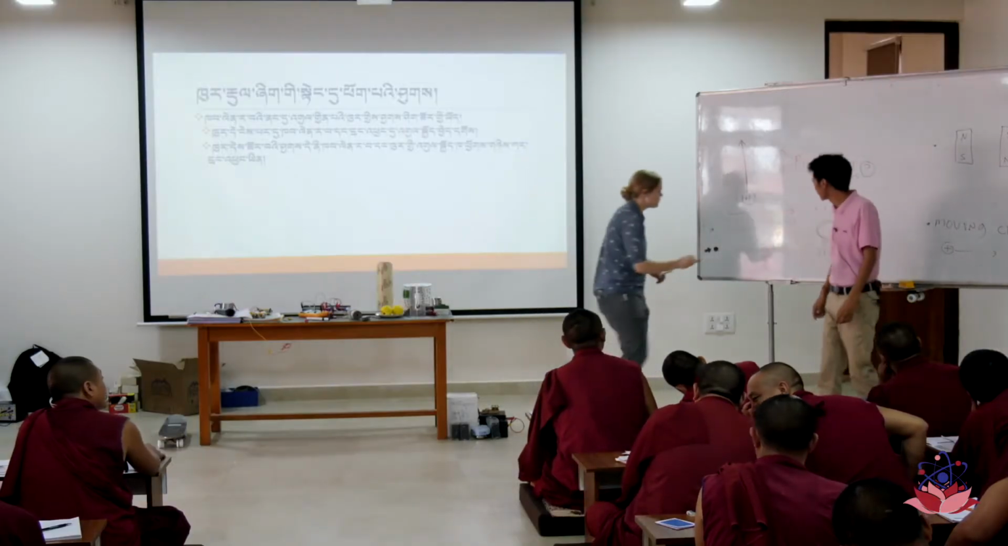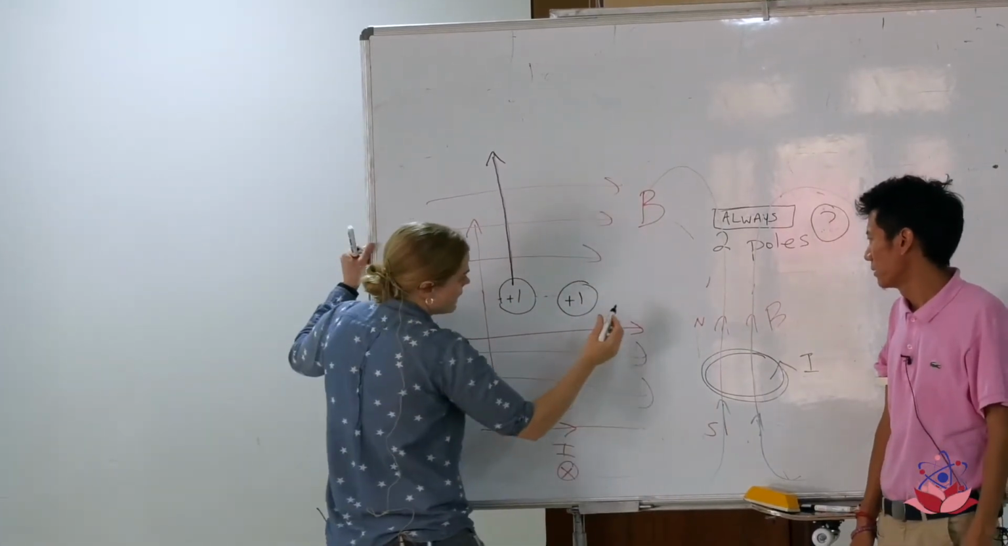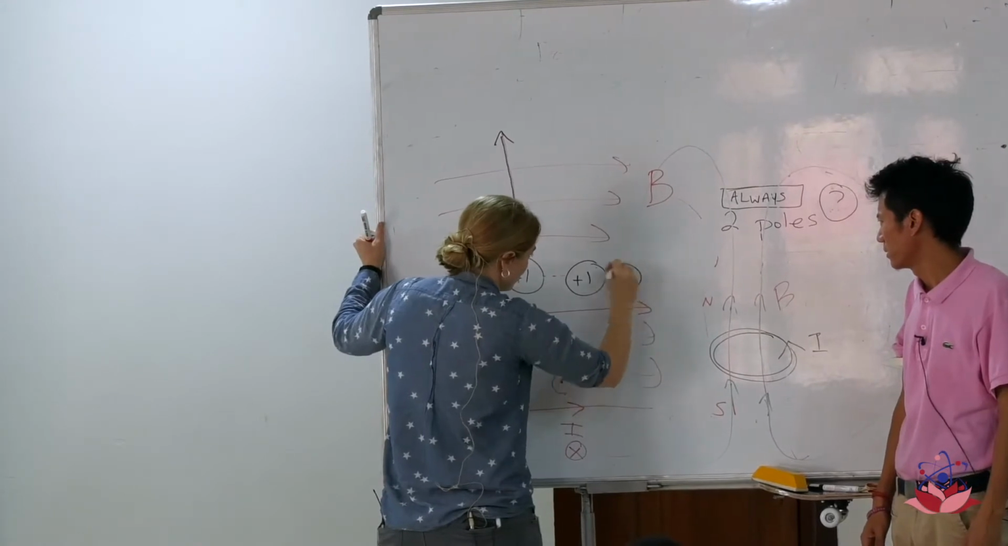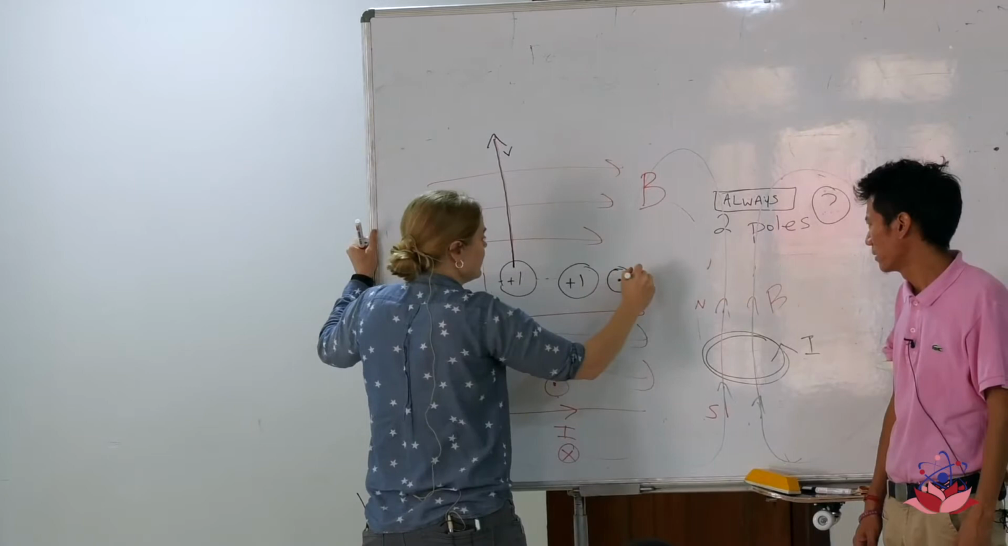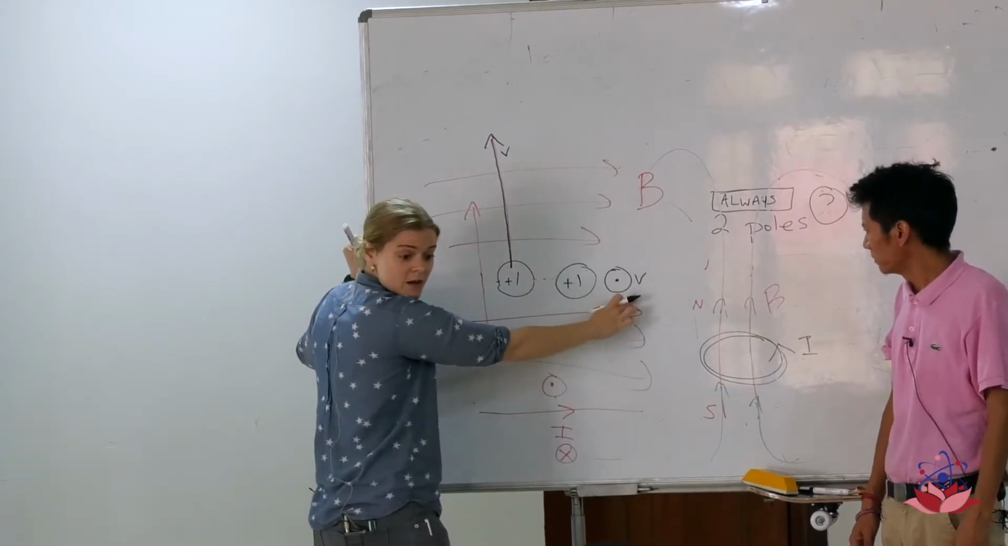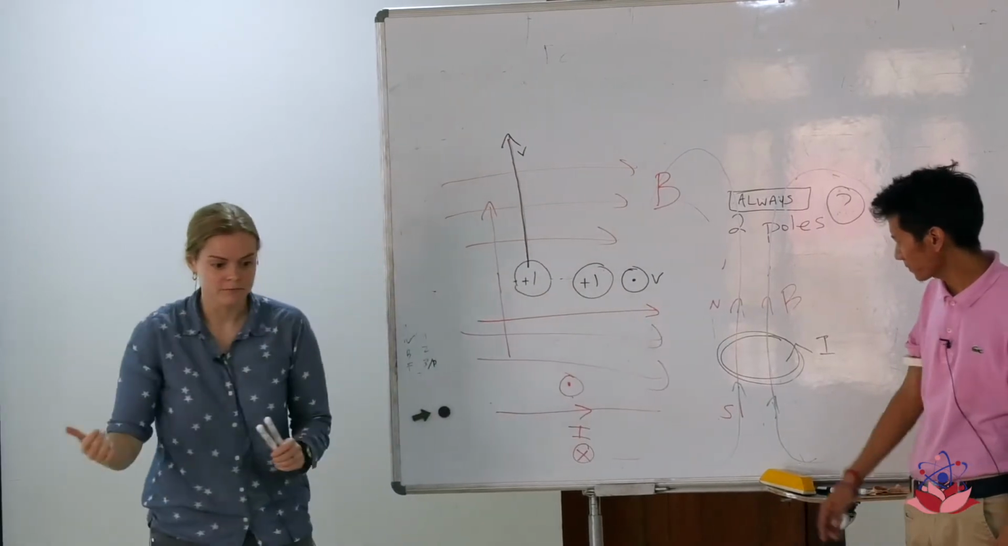Okay, let's do one more before talking about the next concept. So if I have another charge and it moves, so this is the direction of the speed. So we usually label this direction with a V. Then what is this doing? Is it going into the board or out of the board?